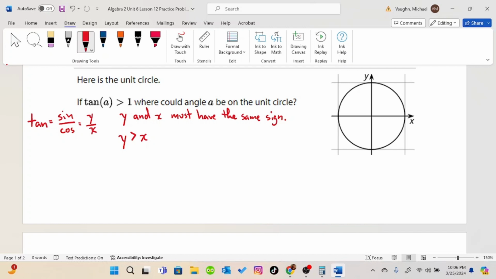So we could be in quadrant 1 because x and y are both positive. We could not be in quadrant 2.